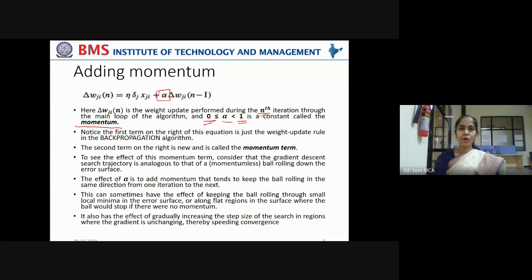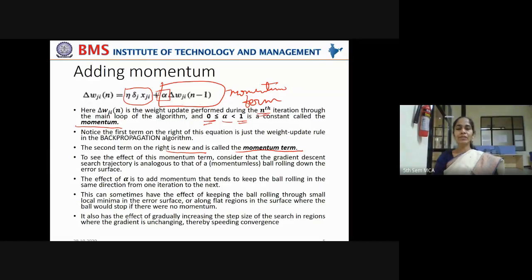Notice the first term on the right of this equation is just the weight update rule in the backpropagation algorithm. This you need not worry, you know about that very clearly. Learning rate into prediction error into the input term will give you the weight adjustment. But here you are also considering the previous iteration's weight adjustment multiplied by a constant term alpha, called momentum. Now the second term on the right is the new term we are adding here. This entire term is called the momentum term.